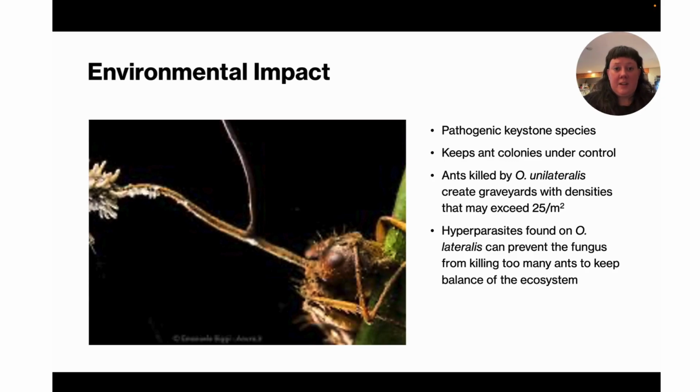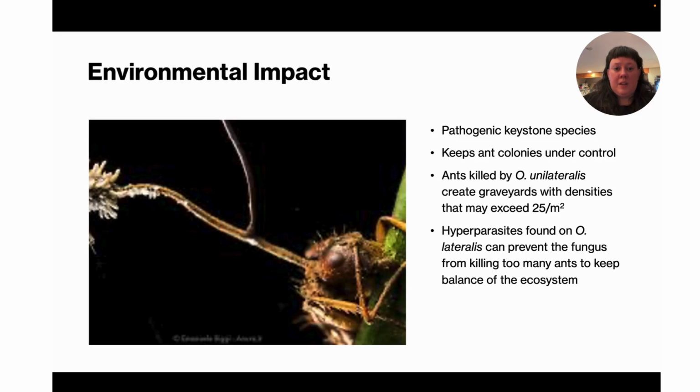Since O. unilateralis is a specialized pathological parasite that infects, manipulates, and kills the carpenter ants, it is actually considered a keystone species that helps keep the ant population under control, meaning it has an important role in balancing the delicate and highly diverse tropical ecosystem.